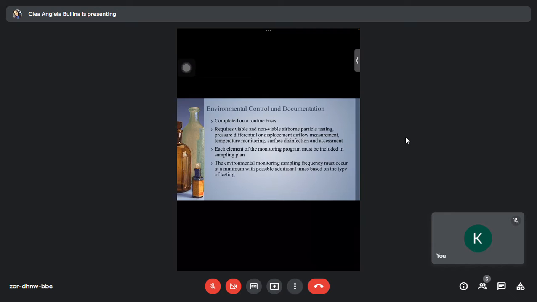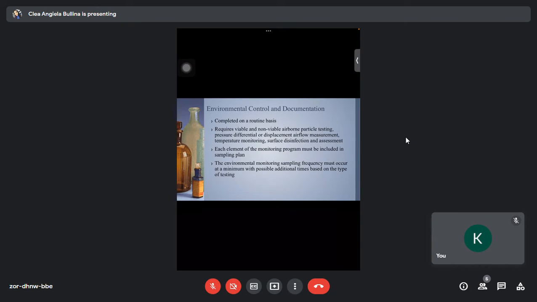What are examples of viable organisms or viable particles? Examples, we have the bacteria or fungal spores. These bacteria or fungal spores require non-viable particles to travel. That is why we require testing of viable and non-viable airborne particles. Kasi even though non-viable particles contain non-living organisms, they can be a carrier, or they can be the vehicle of the viable organism to travel anywhere in the area.